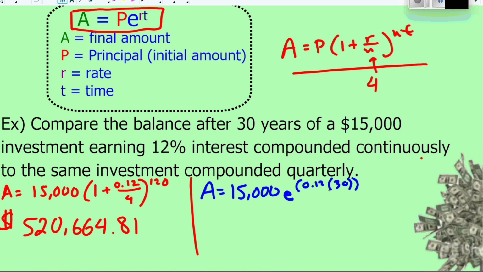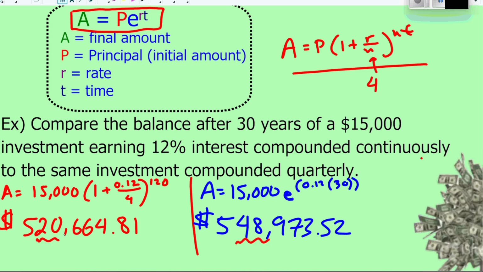And this gives me 548,973.52 if I round. Okay, so by compounding continuously, you made an extra about $28,000 there just by the way that it was compounded. So again, if you ever invest, you might want to just make note of how it's compounded.